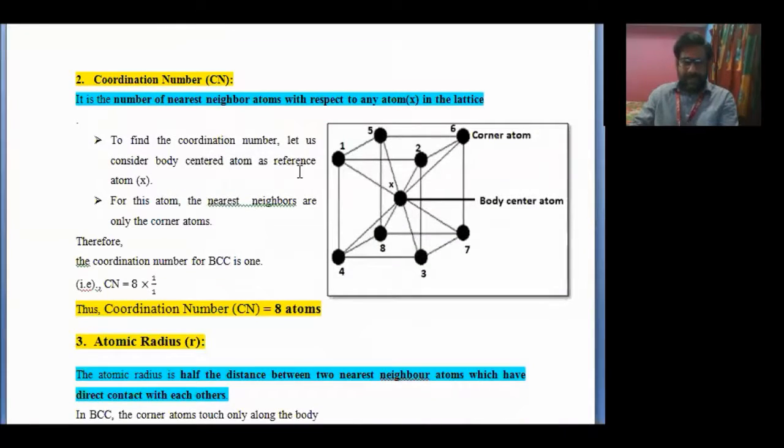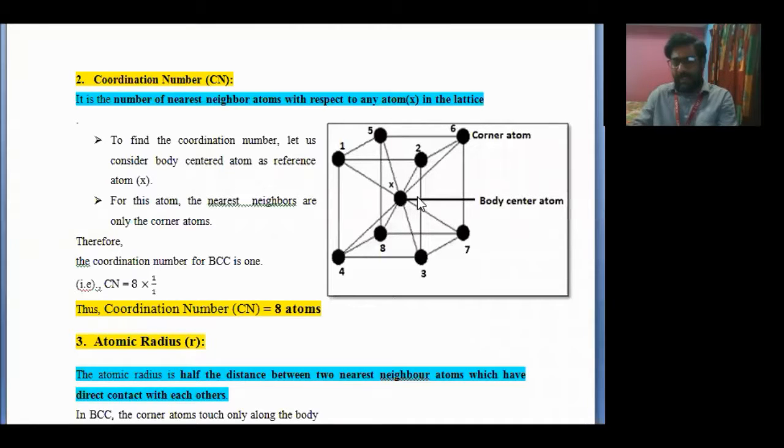The second parameter is the coordination number. As we all know, it is the number of nearest neighboring atoms with respect to any atom. That any atom is nothing but a reference atom. So for this reference atom, we have to measure the nearest neighbors. So that's the coordination number. It is defined as the number of nearest neighboring atoms which have direct contact with the reference atom. So here the reference atom is the body-centered atom.